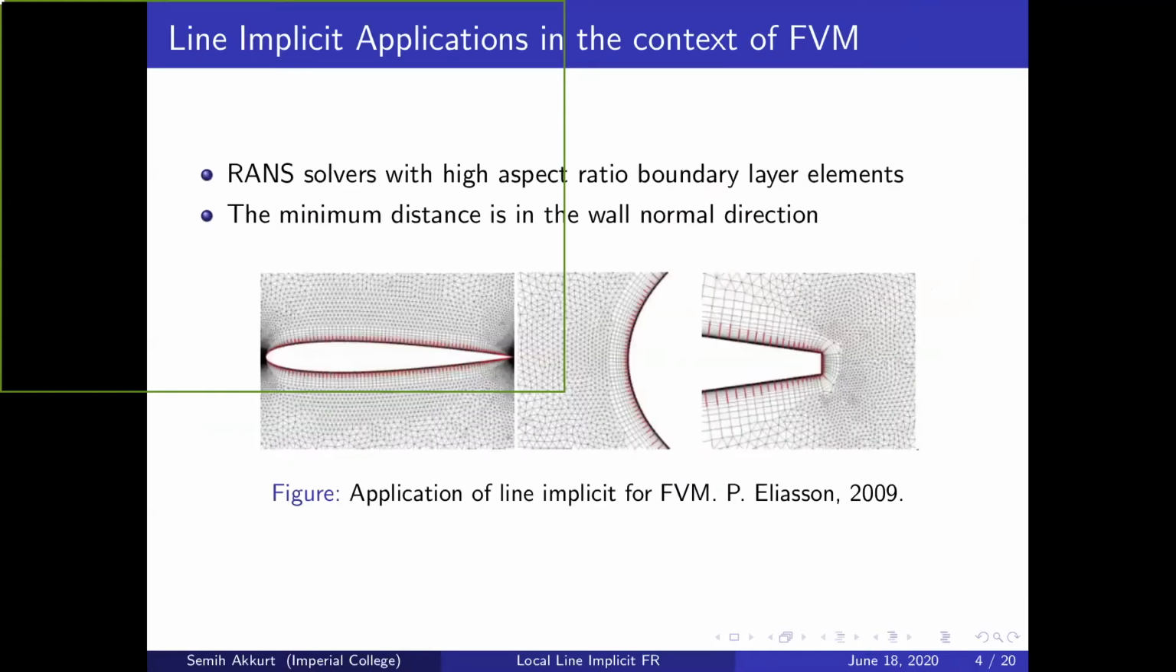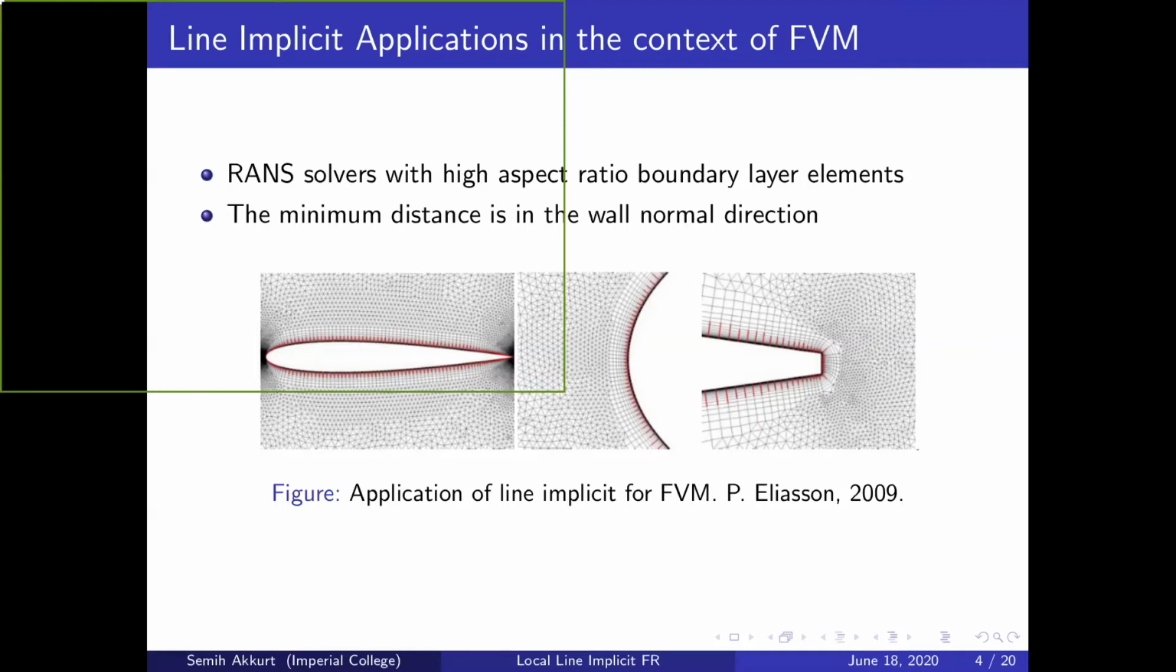This line implicit idea is not a new thing, actually, especially in the context of finite volume literature. This was explored in detail, especially with RANS solvers, for example. Near wall region, you have a stretched element, and this small distance from wall increases the stiffness and puts a pressure on the dt constraint. So you cannot increase your dt freely, and you are limited. This becomes a serious problem with high Reynolds number flows.